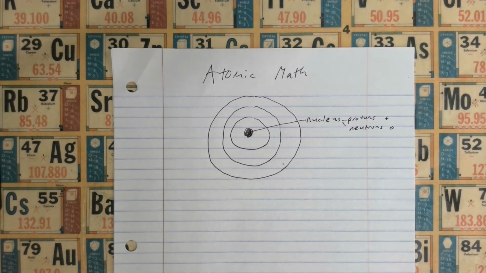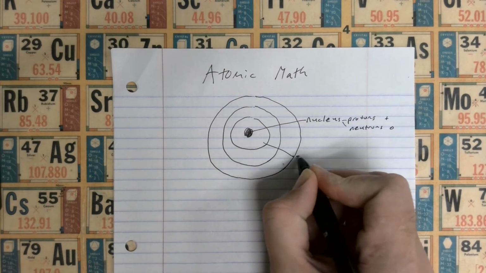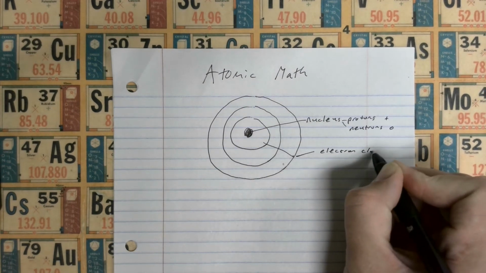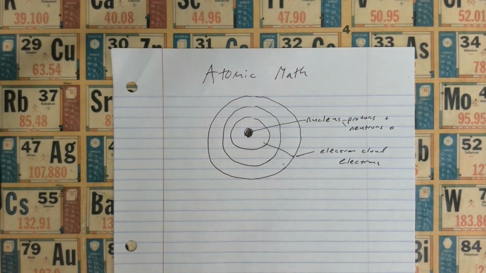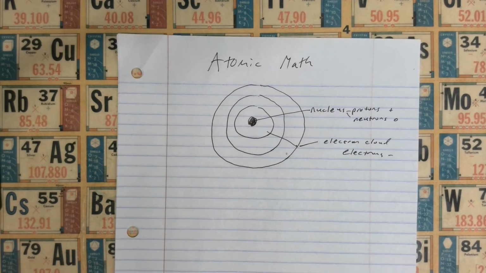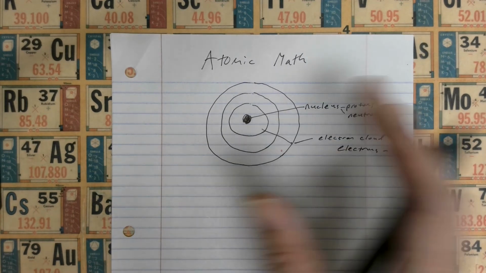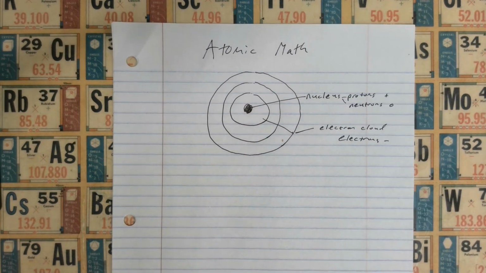Okay. Then around in the electron cloud, you guessed it, you have electrons. And they have no mass, or pretty much no mass, so we don't count them with the mass. And their charge is negative. So when we're figuring out how many protons, neutrons, electrons something has, we need to take that into consideration when we're calculating these.